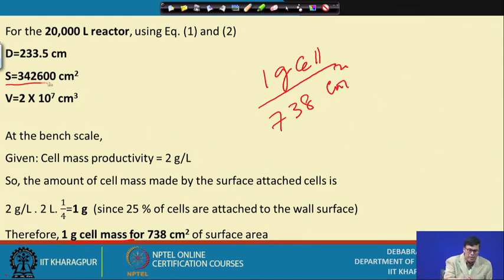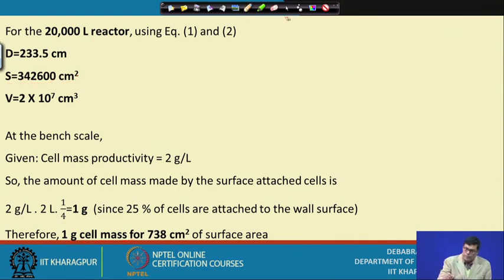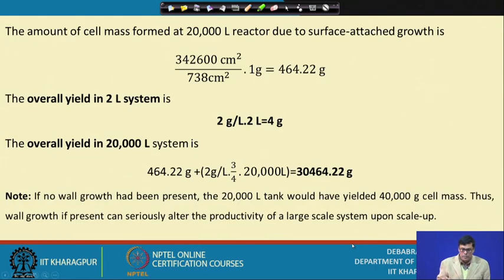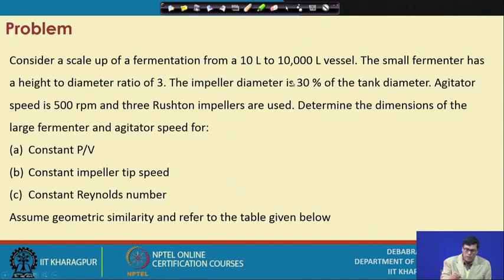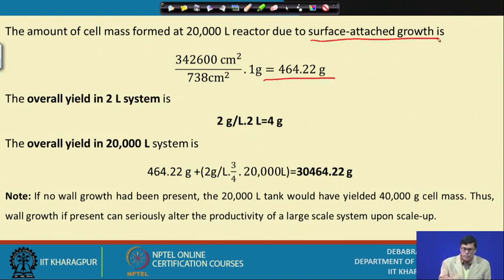And so, here in the bigger scale, how much cell will be there on the wall? This is 342,600. This is the amount of cell that will be present as attached growth on the reactor wall, not cell wall, it is reactor wall. So this is exactly how we have calculated here. You can see how we calculate. We found out how many grams of cell remain in the surface attached growth.